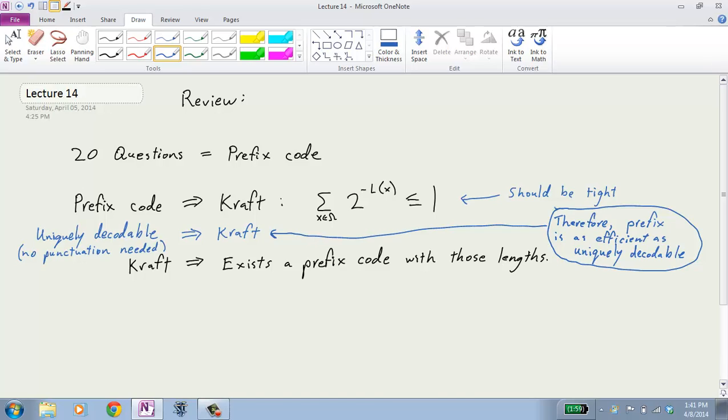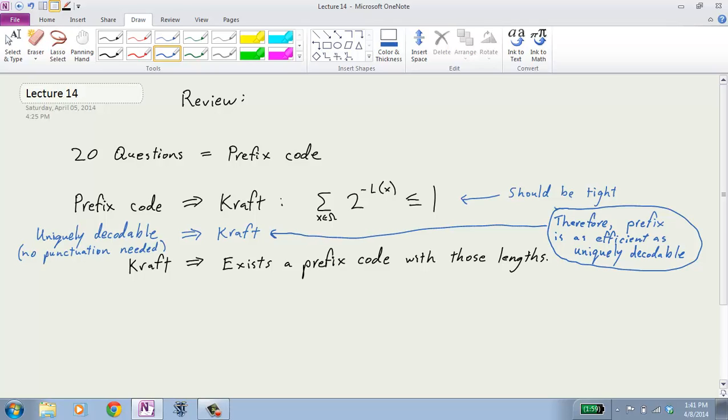So the bottom line to remember here is that we just basically have an equivalence. 20 questions is equivalent to prefix. Prefix is equivalent in some sense to uniquely decodable. And they're all equivalent to the Kraft inequality. But you have to remember that there are some nuances to what we mean by equivalent.